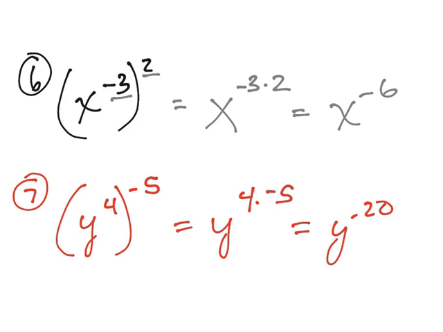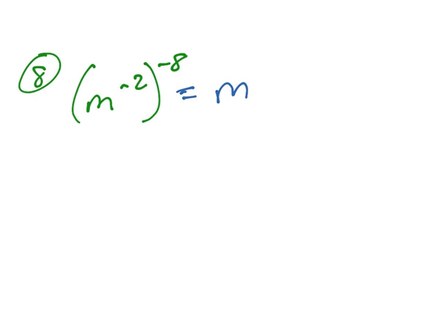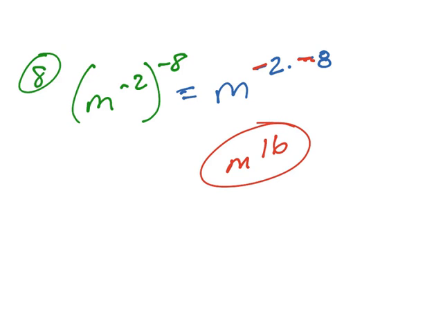And if they're both negative, let's just say m to the negative second to the negative eighth. Well, base, negative 2 times negative 8. 2 negatives makes a positive, and that would give us m to the 16th. So that's a little bit on dealing with negative exponents with your exponential rules.